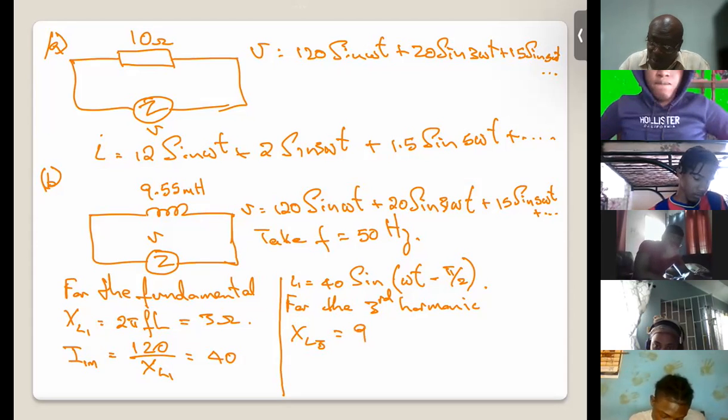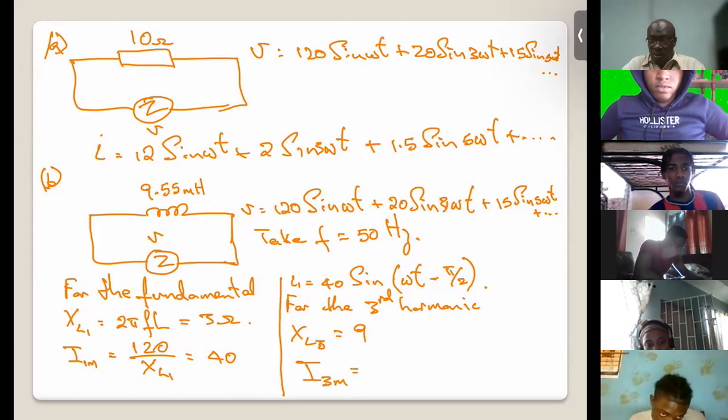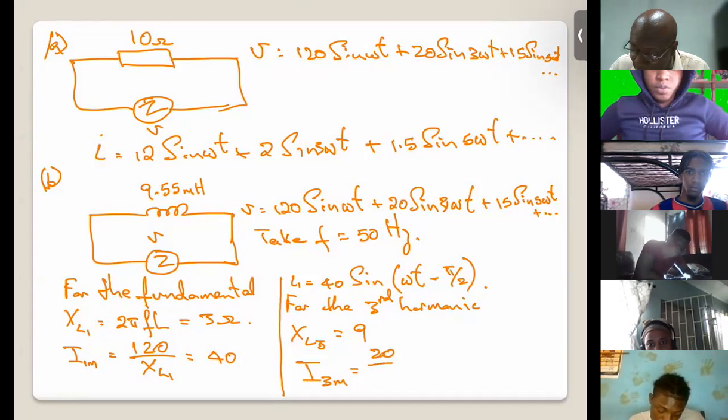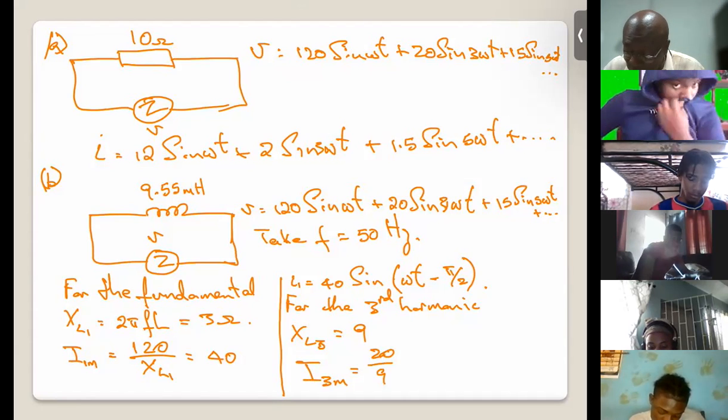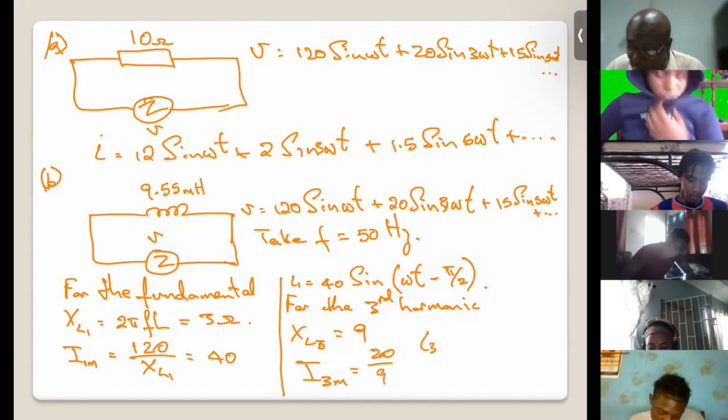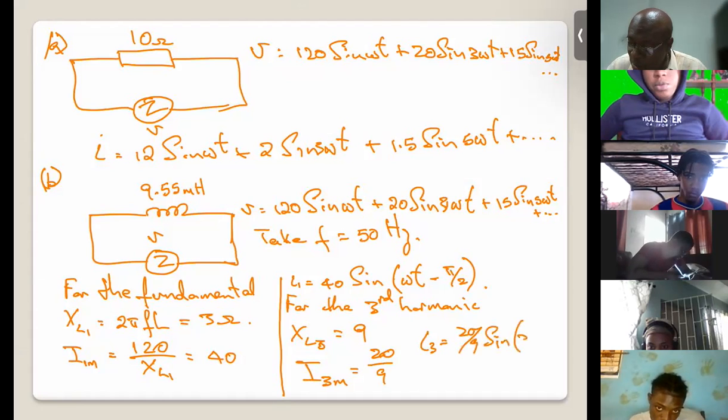So, Mr. Miller, what is I3M? Just going back to what Mr. Reed said for I1M, look at the expression. What would I3M be equal to? Which is just the amplitude of the third harmonic. 20/9. So I3 would therefore be equal to 20/9 sine 3 omega t minus pi/2.